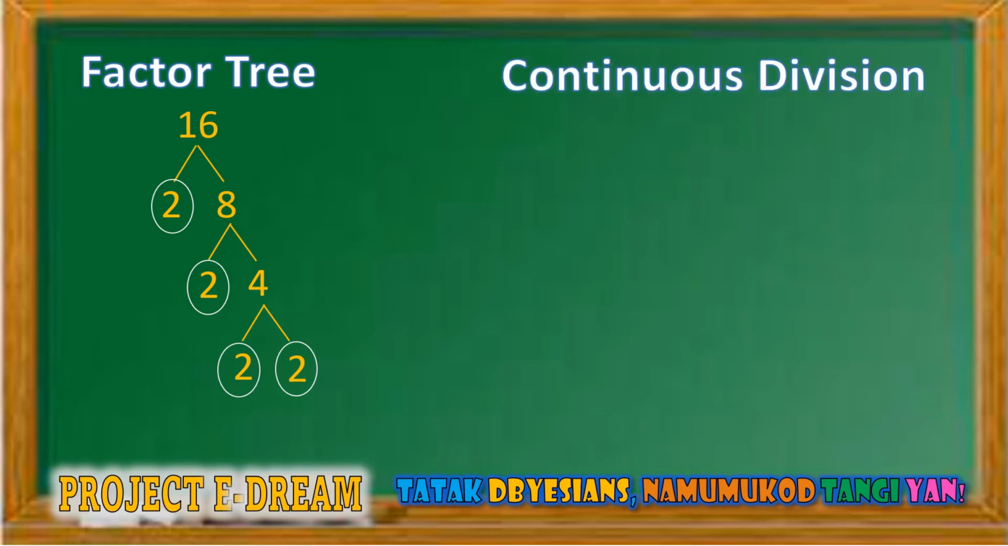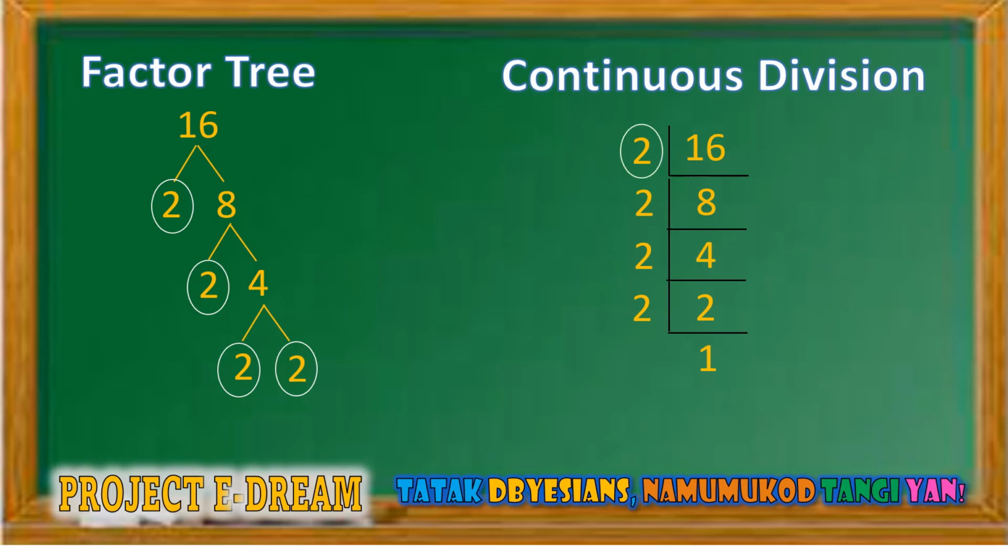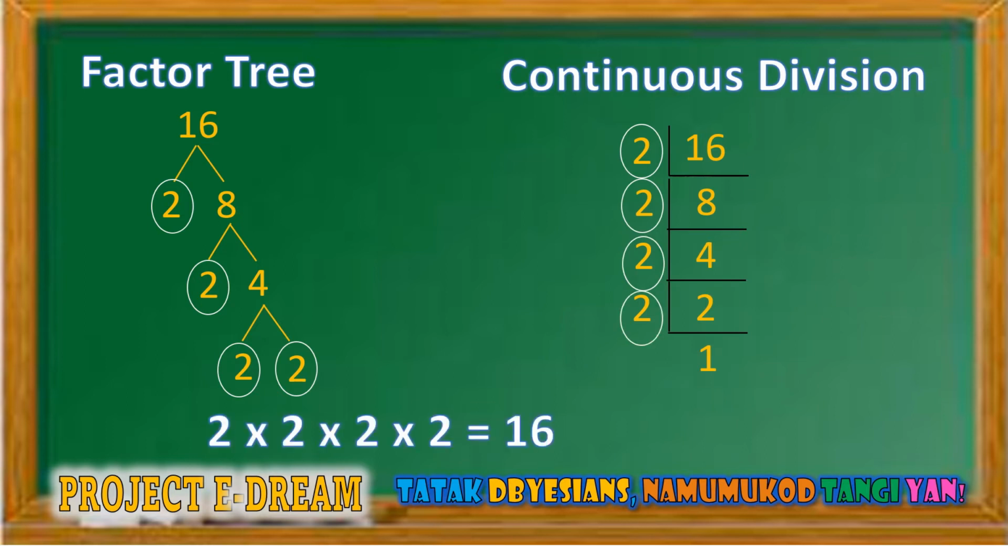How about if we use the continuous division method? So 16 divided by 2 is equal to 8. 8 divided by 2 is equal to 4. 4 divided by 2 is equal to 2. 2 divided by 2 is equal to 1. Therefore, the prime factors of 16 are 2 times 2 times 2 times 2. If we use factor tree and continuous division, they have the same answer. So the prime factors of 16 are 2 times 2 times 2 times 2, or we can express it as 2 to the 4th power.